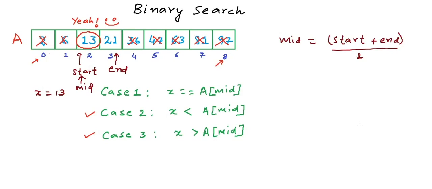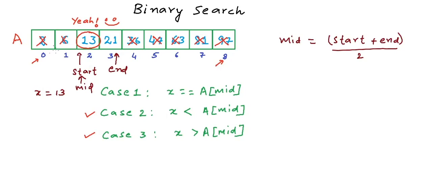This kind of search, where we reduce the search space into half at each comparison, is called binary search. Once again, we are able to reduce the search space by 2, or in other words, we are able to reduce the search space into half only because the array is sorted. Array being sorted is a precondition for binary search.